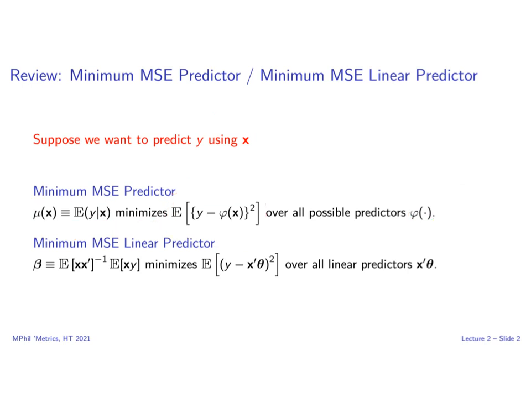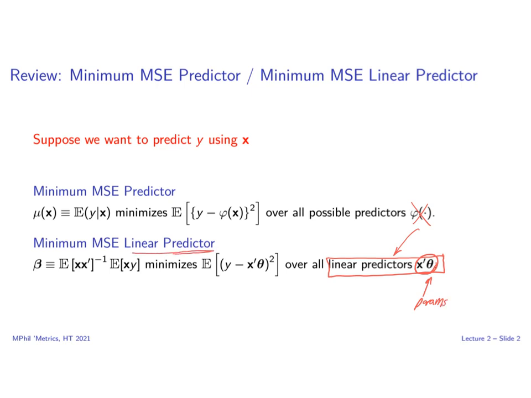Another way of trying to predict y using x is to restrict our attention to certain kinds of functions of x. One particularly common choice is the class of linear functions. So suppose that rather than considering all possible predictors phi, we restricted our attention to functions of the form x prime theta, where theta is a vector of parameters. This is the problem of trying to determine the best linear predictor.